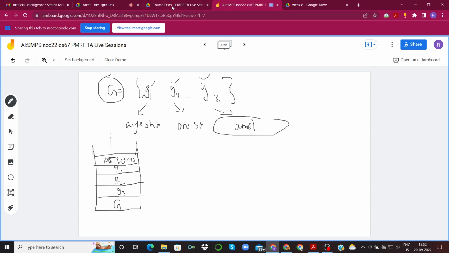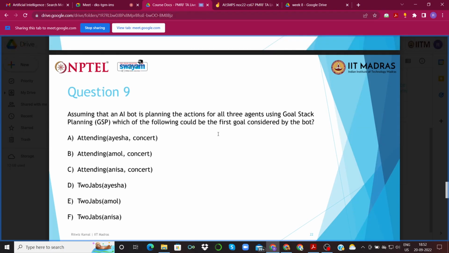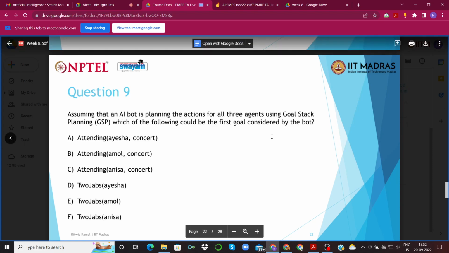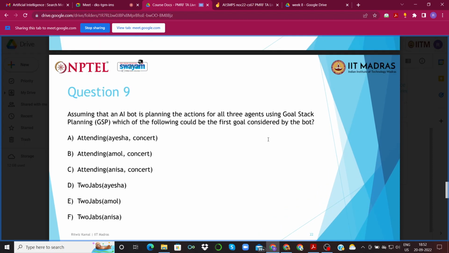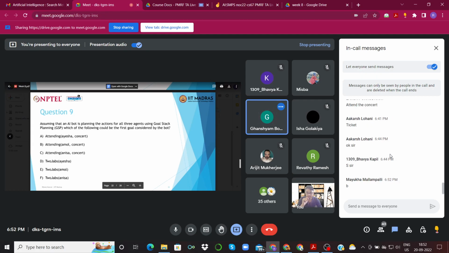So we don't have to get into the details because we are only asked a simple question about goal stack planning, which is, which of the following could be the first goal considered by our AI bot? So just based on the initial structure of the stack that we just discussed, what do you think could be the possible correct options over here? B. Okay, so we have an option B. That's right. So could any other option also be true?